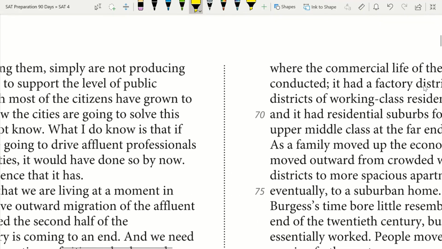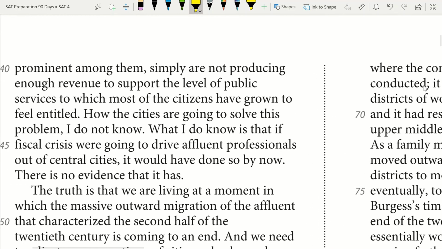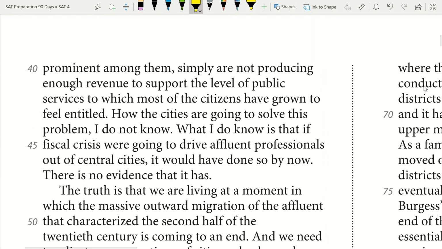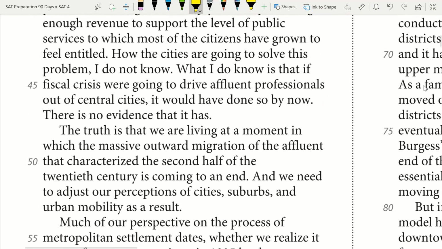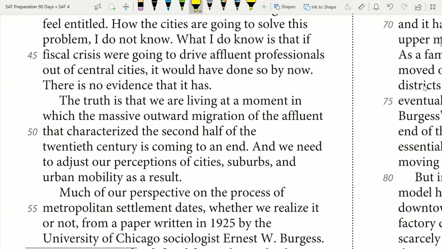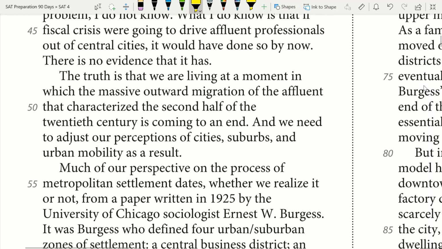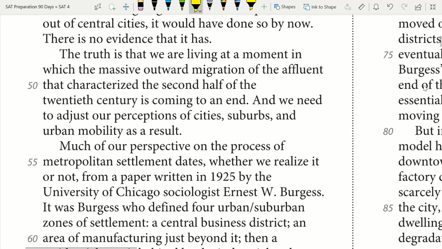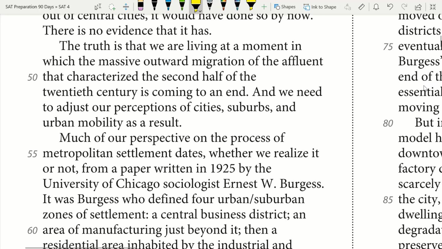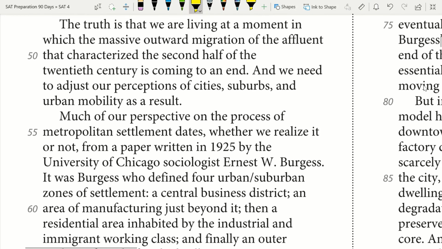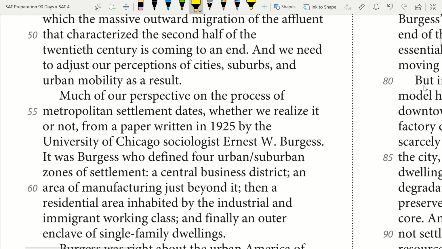Some, Chicago prominent among them, simply are not producing enough revenue to support the level of public services to which most of the citizens have grown to feel entitled. How the cities are going to solve this problem, I do not know. What I do know is that if the fiscal crisis were going to drive affluent professionals out of central cities, it would have done so by now. There is no evidence that it has. The truth is that we are living at a moment at which the massive outward migration of the affluent that characterized the second half of the 20th century is coming to an end, and we need to adjust our perceptions of cities, suburbs, and urban mobility as a result.